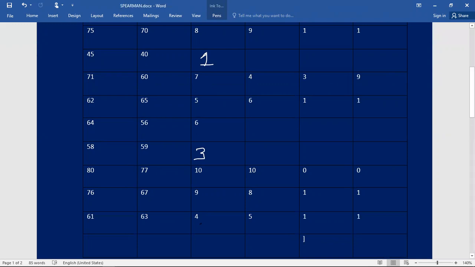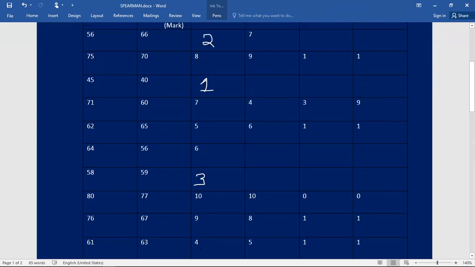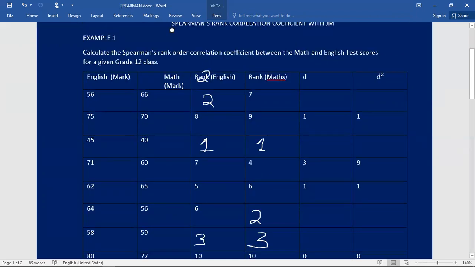Then let's look at mathematics, math ability. So we have 66, 70, 40, 60, 65, 56, 59, 77, 67, 63, meaning that the lowest mark was 40. So this takes the rank of 1. Then we have 56 and 59, meaning 56 has the rank of 2, and 59 the rank of 3. And then the one that has the rank of 4 is 60. So in that order. Then after doing that, you start calculating the distances.